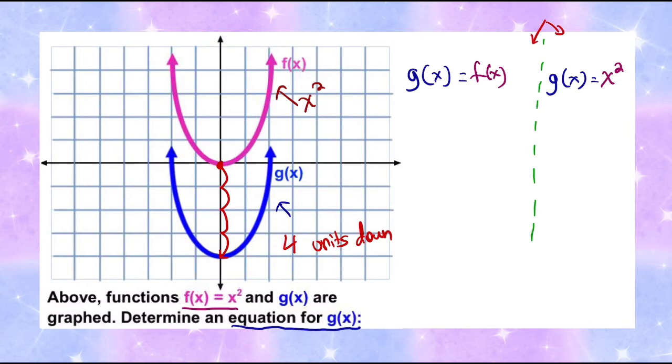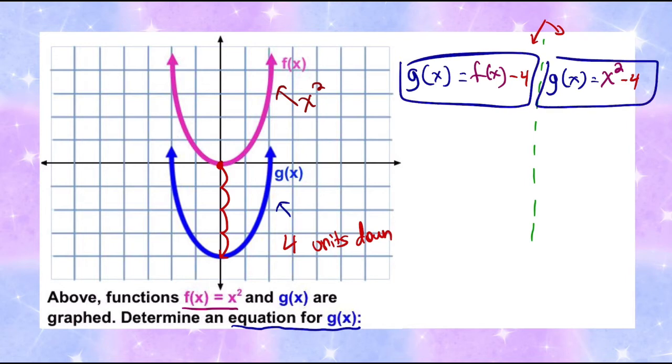4 units down is the same thing as -4. So whether you write this with the function name or the function itself, as long as you have the -4 at the end, that's telling whoever's reading this that we went 4 units down, we shifted.